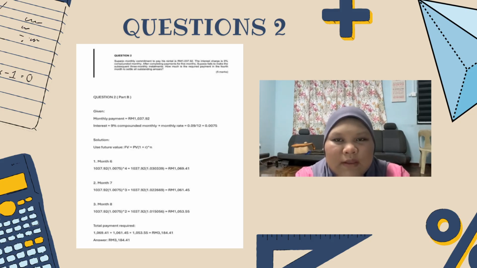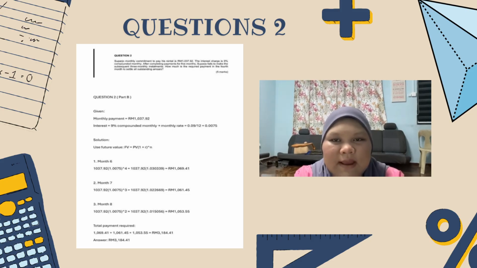The monthly rent is 1,037 ringgit 92 cents. Interest is 9% per year compounded monthly, so that is 0.75% per month. He paid for 5 months, then missed month 6, 7, and 8. He settles everything in month 9. That means month 6 payment is 4 months overdue. Month 7 is 3 months overdue. Month 8 is 2 months overdue.